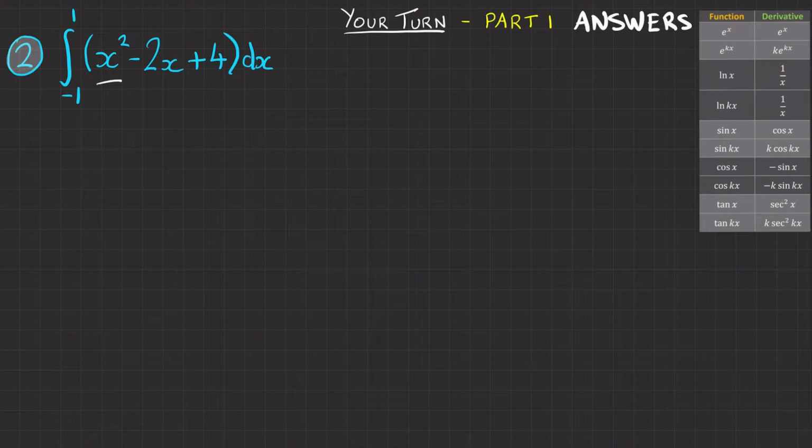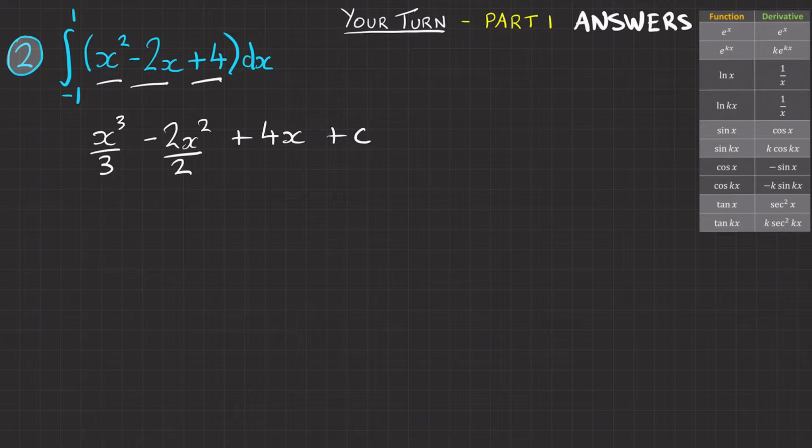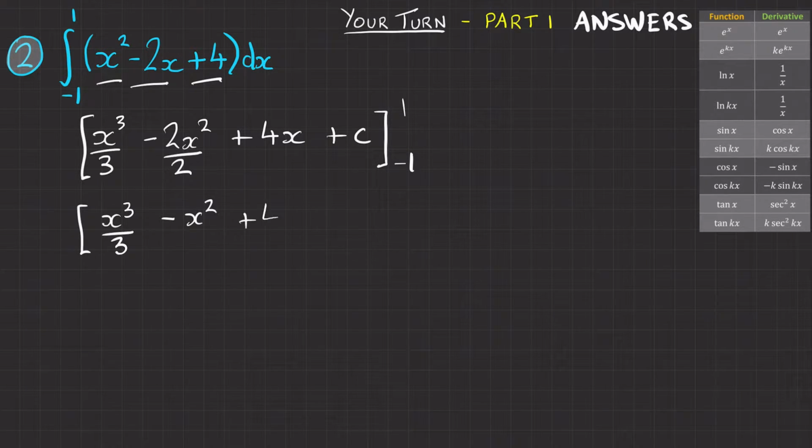This one, we've got this term, and this term. For x squared, it will integrate to x cubed over 3. Minus 2x will integrate to minus 2x squared over 2. And plus 4 will integrate to plus 4x plus c. All bounded by the points 1 and minus 1. Tidy this up a bit, so we'll have x cubed over 3 minus x squared plus 4x, bounded by the points 1 and minus 1.